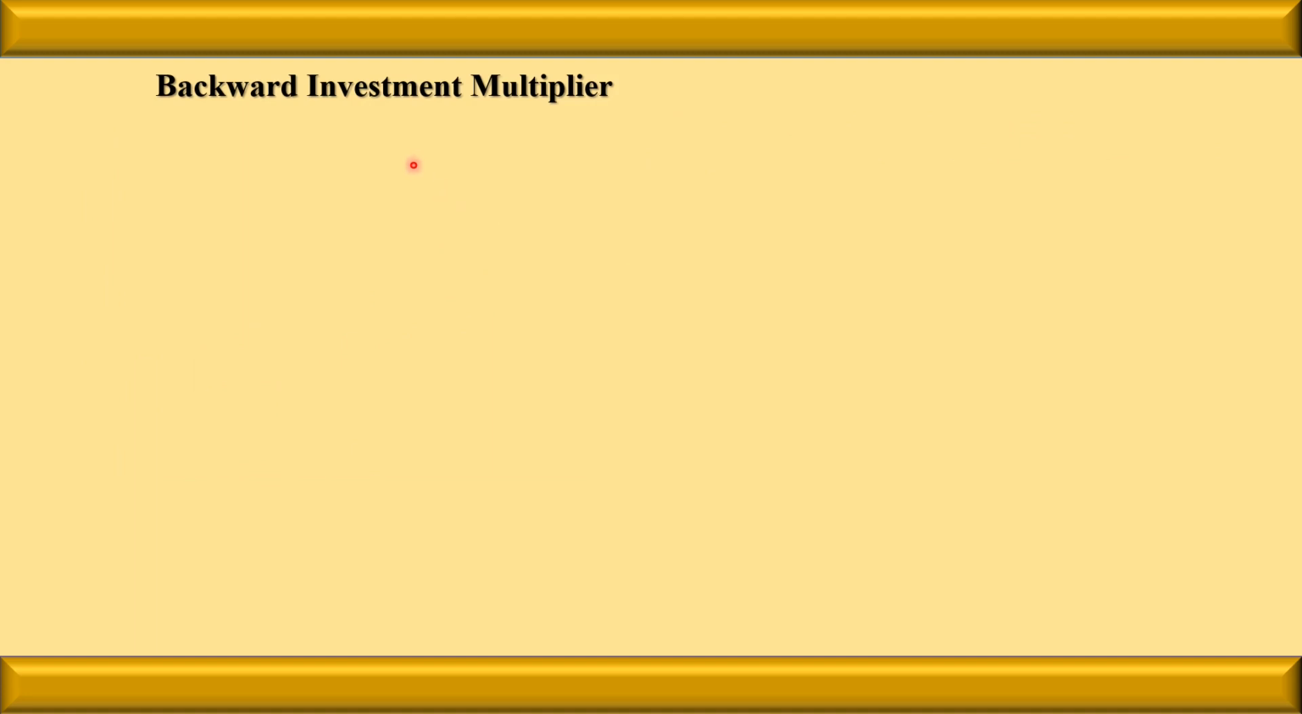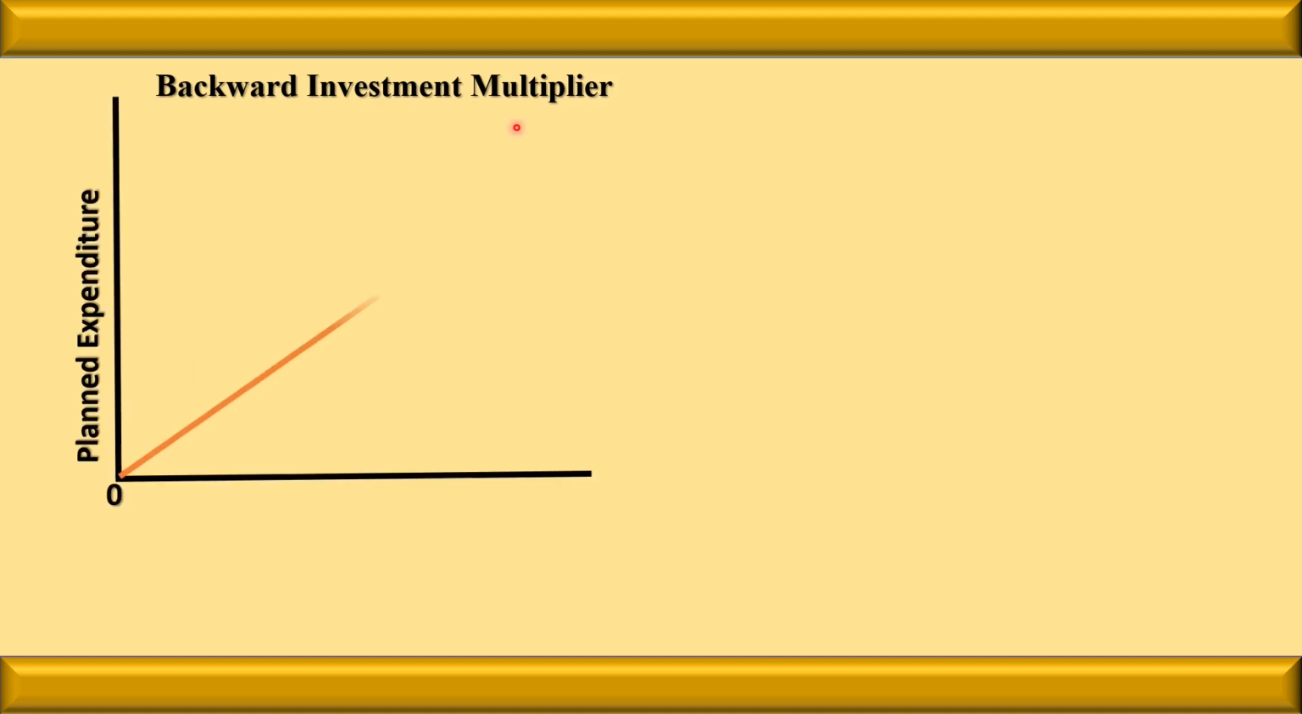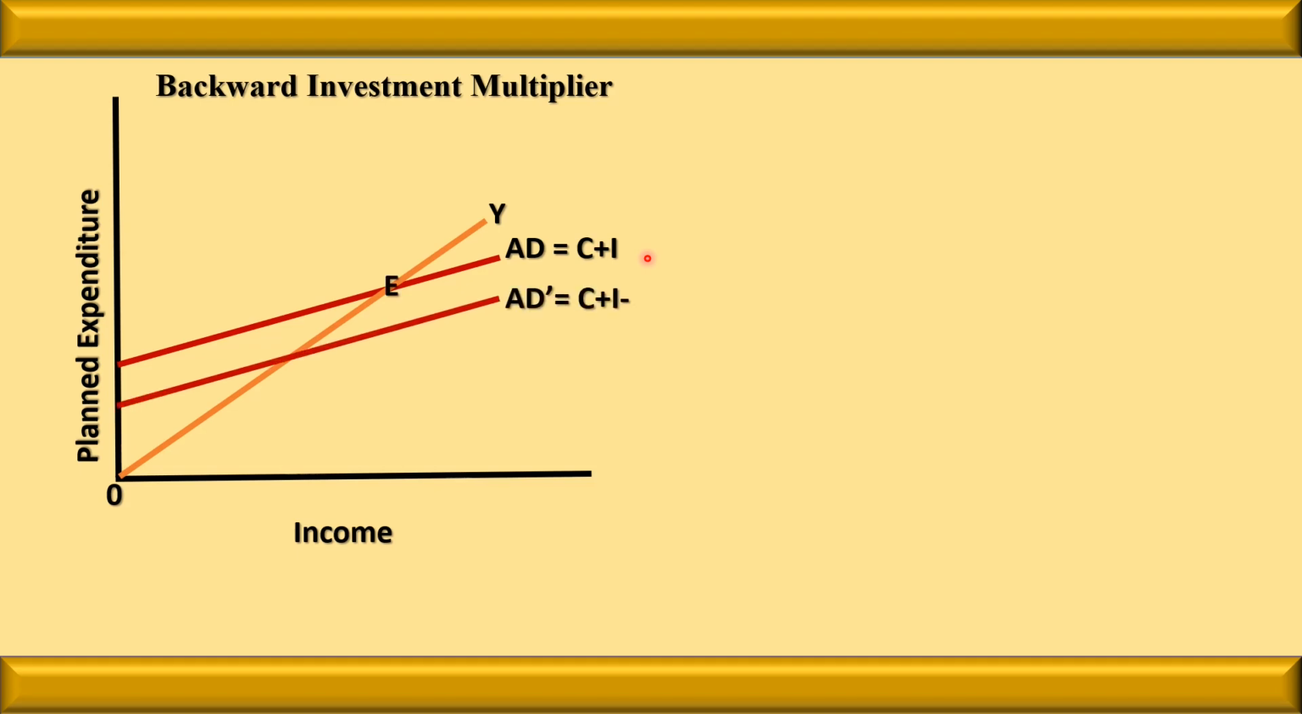Let us see the backward investment multiplier. Aggregate demand. Suppose the company decided to cut down the investment. When the company decided to cut down the investment, the production will be stopped. Factor payment will be reduced, because of which employment will decrease, because of which national income will decrease and the aggregate demand will decrease. So with the fall in the aggregate demand, what will happen? This is the equilibrium point now, full employment level.